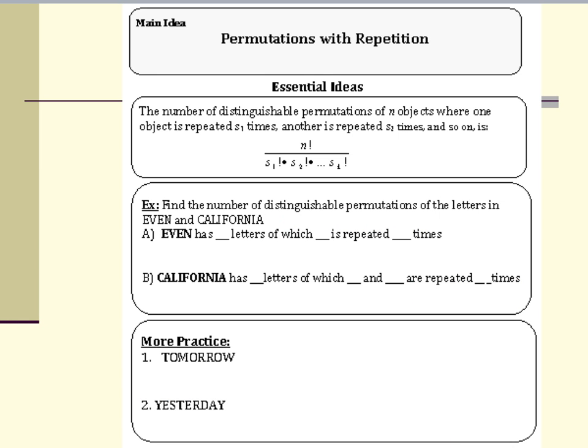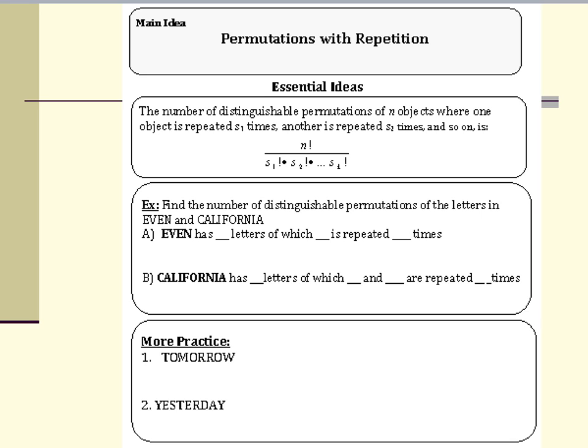So now we're going to do permutations with repetition. So the number of distinguishable permutations in n objects where one object is repeated s sub 1 times, another is repeated s sub 2 times, and so on is this. It's this formula right here. So n is our number of objects. S is how many times one of the things is repeated. So for each of these, you may have 1, you may have 2, you may have more. This, though, is how many times things are repeated.